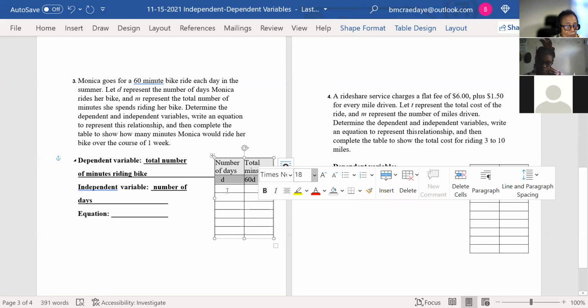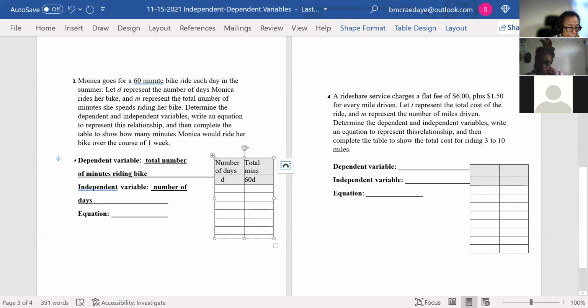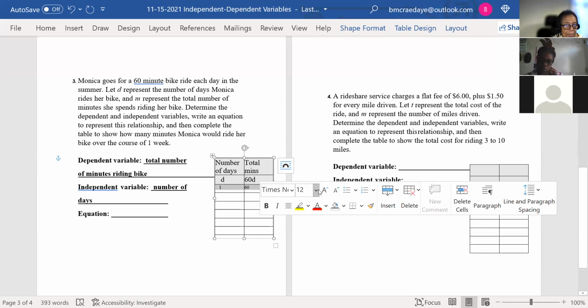Okay. So the first day, for day 1, she would ride how many minutes? What would go here? 60 times 1, then that would just be 60, right? Because that's the formula, 60 minutes per day times the number of days.